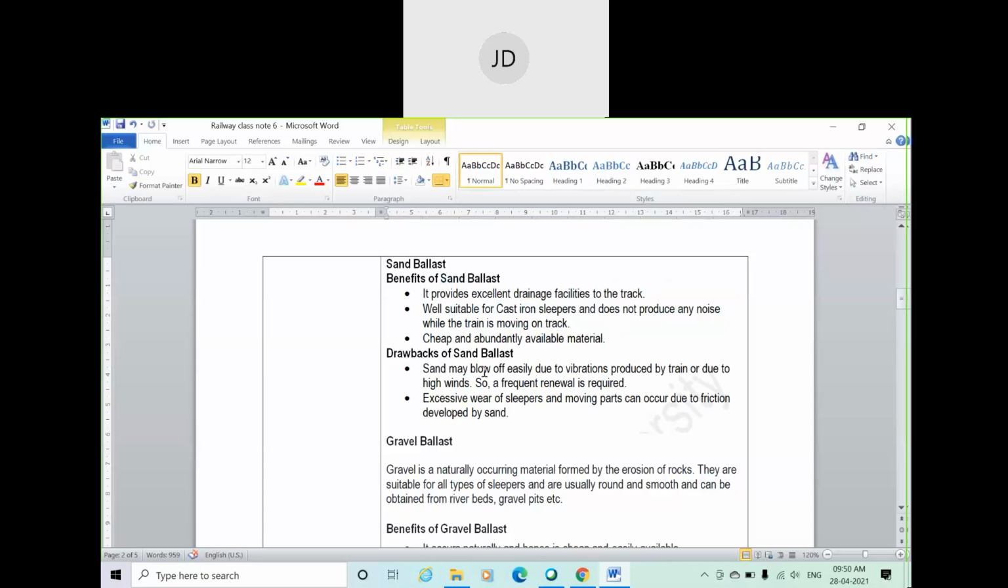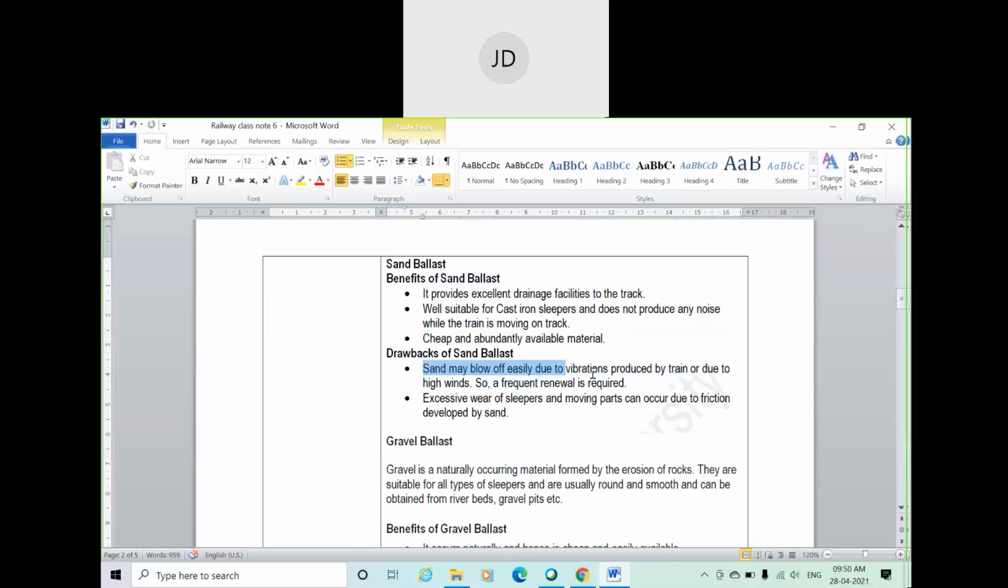And it is cheap and usually an available material. The sand is usually available, so you can use sand also. But you will not see sand all the way because of some drawbacks. So what are the drawbacks of sand ballast?